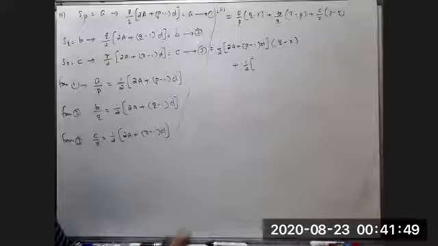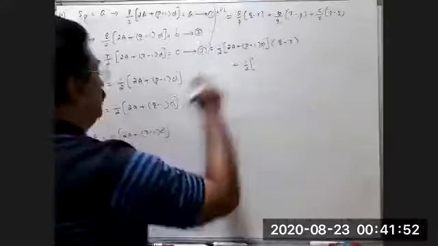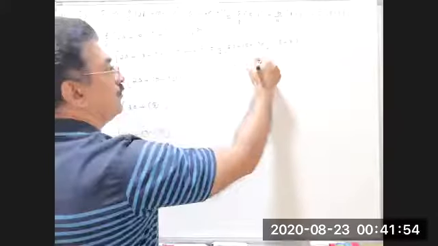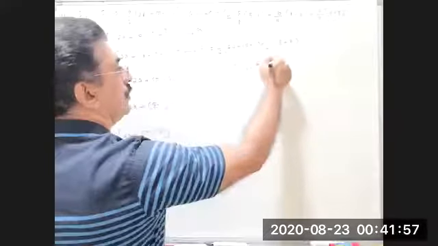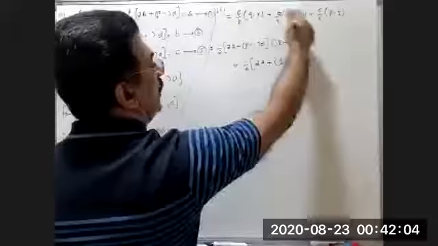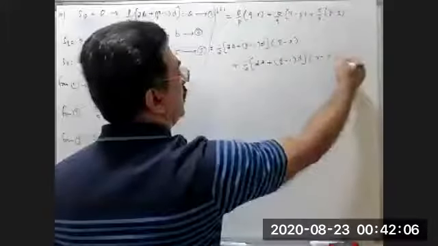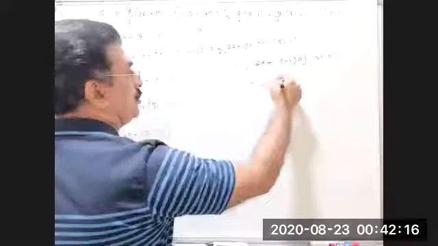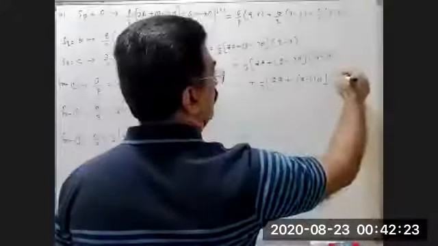Then we replace B by Q. 1 by 2 into 2A plus Q minus 1 into D multiplied with R minus P, plus 1 by 2 into, now replace C by R. What is C by R? 1 by 2 into 2A plus R minus 1 into D multiplied with P minus Q.